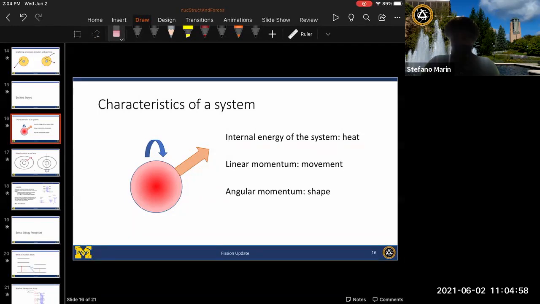There are really a few different properties of a system that characterize the whole thing. There are three of them, and those are the energy of the system, the linear momentum, and the angular momentum. So let's think about them more from the nuclear perspective, and put them into our picture, the way we want to think about them. The energy of the system, we're going to think about as the heat of the system. The nucleus is going to have some heat, some energy stored inside it.